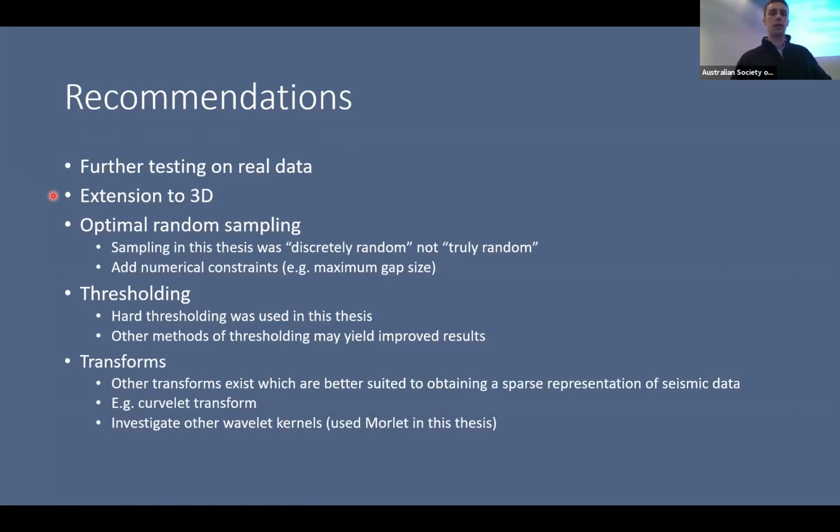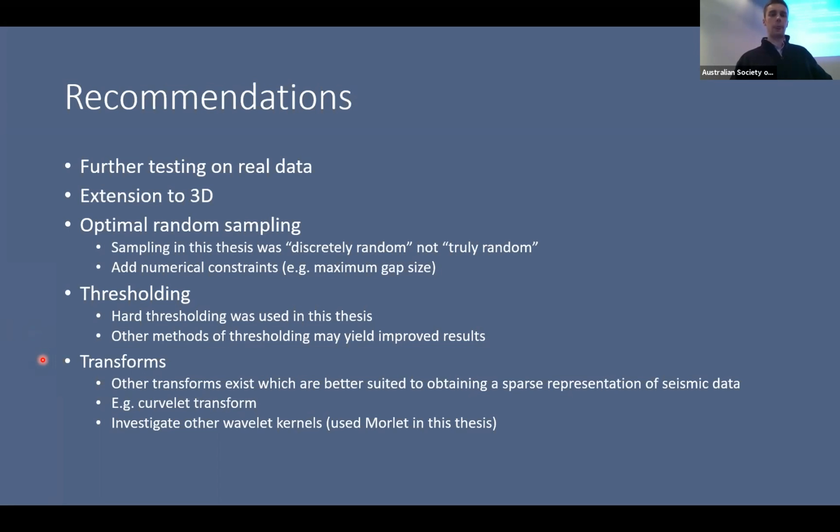Optimal random sampling. I just used a random number generator, so there was no constraint on maximum gap size or anything like that. And there's a bit of literature on this, so I think it's definitely worth looking into. Thresholding. We used hard thresholding, but there are other methods of thresholding that can potentially yield improved results. And like I mentioned, I didn't quite hit the nail on the head with the implementation of the wavelet transform. So there could be room for improvement there.